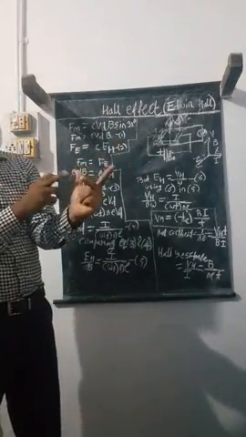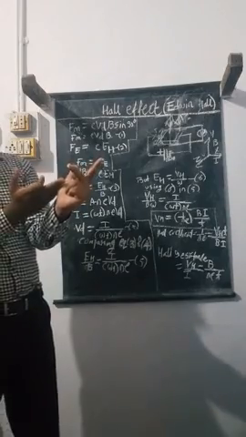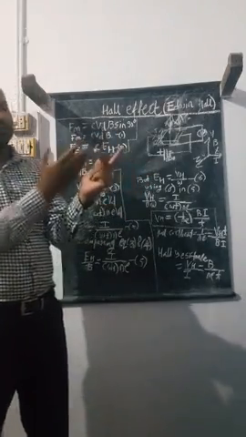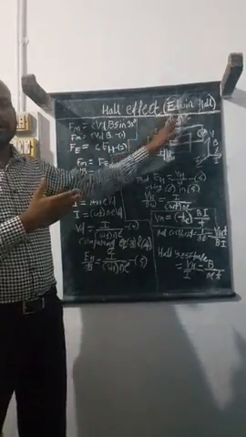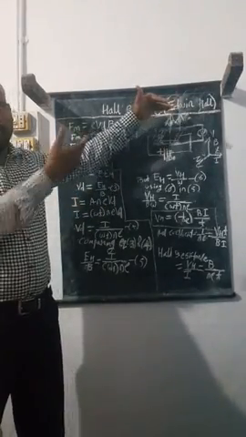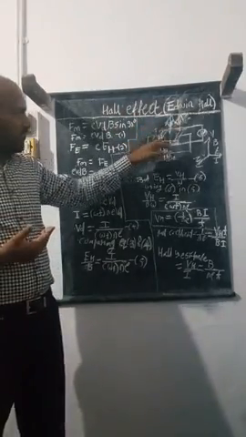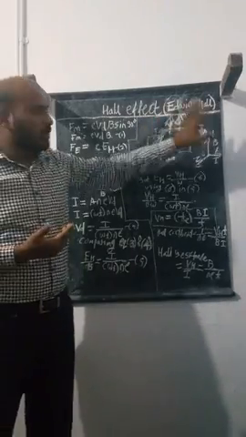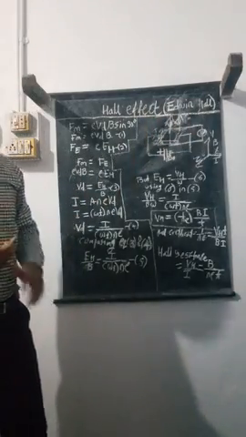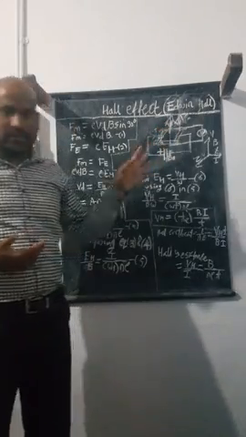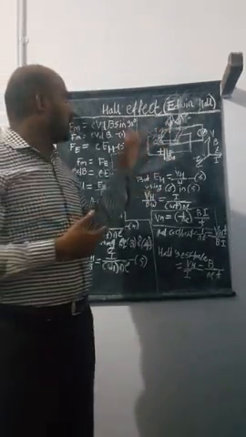That's why electrons are deflected. Electrons are curved in this direction. They are collected on the backside of this specimen, and the front face is positively charged. That's why the potential difference is developed. So this is the way you all know about the Hall effect.